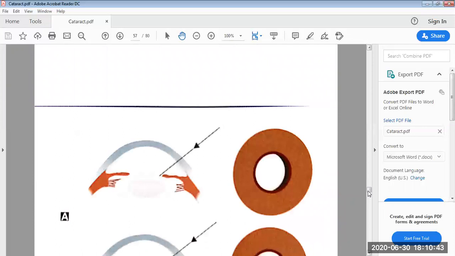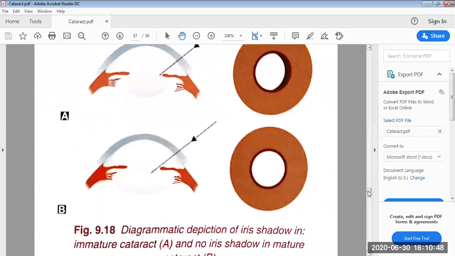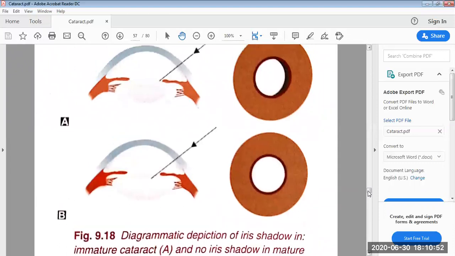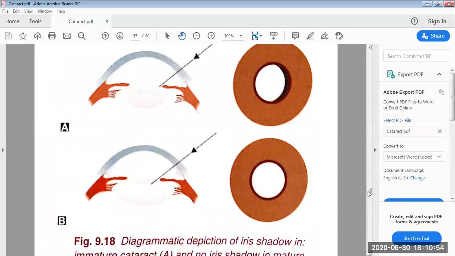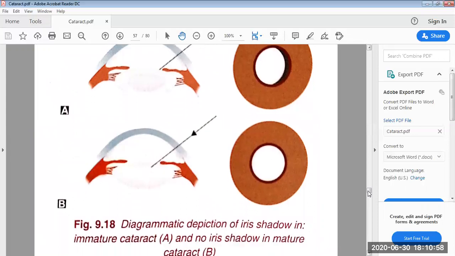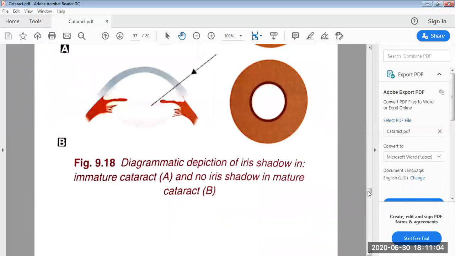Here is an image of the diagrammatic depiction of iris shadow in immature cataract. The upper and the lower one shows no iris shadow in the mature cataract. In the upper image, there is shadow in the immature cataract. In lower, there is no iris shadow.